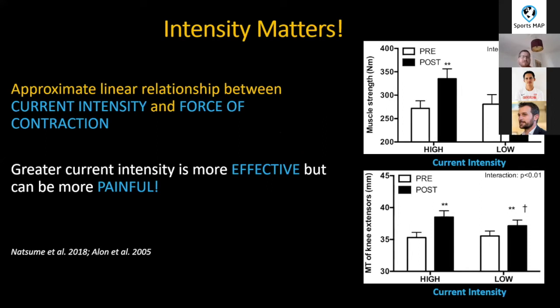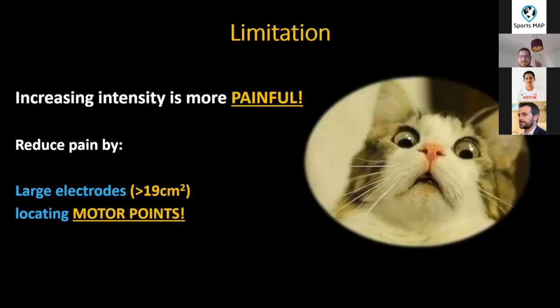And that is shown on the graphs on the right, with the higher intensity current groups having greater changes in strength and hypertrophy than the low intensity current groups. However, if you've ever had it, increasing that current intensity leads on to the main issue with it, which is that it is painful. Increasing the electrical current going through makes it more painful for the person.